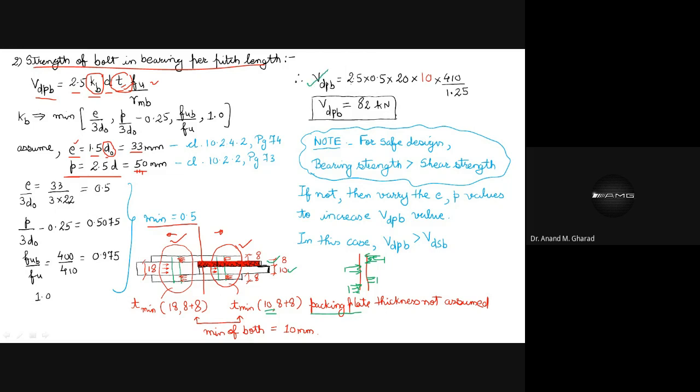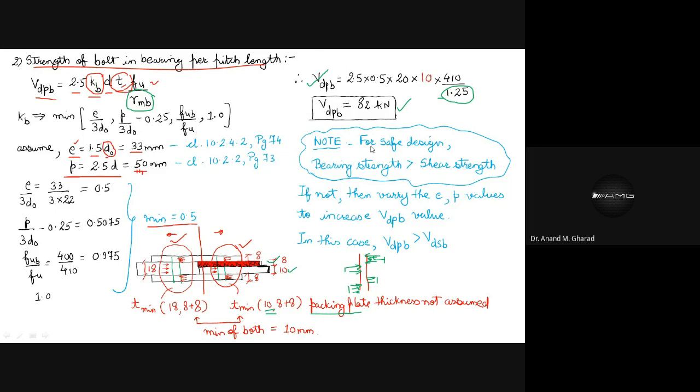Okay, so what is the VDPB equation? As you can see over here, you are supposed to also consider the gamma MB value, which you can get from the table 19. Substitute the value and find out the VDPB. I hope this VDPB value is 82 kilonewton. You can verify. I hope this is okay.